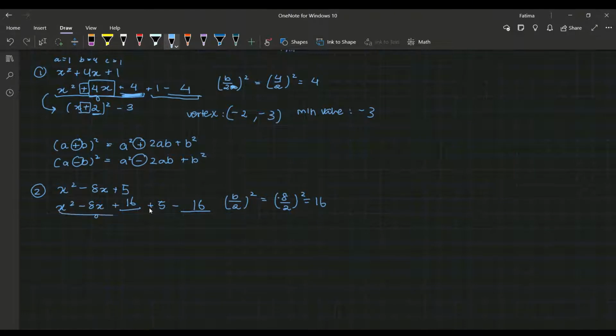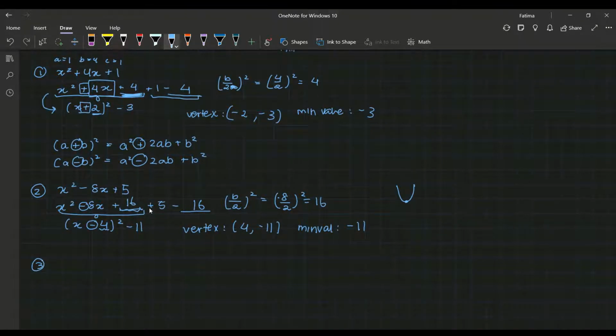So now this trinomial can be written as x minus 4 whole square. The reason why is because here our 8x is negative, so I'll put a minus over here, and here our b square is 16, so our b will be 4. Now you're left with plus 5 minus 16, that's minus 11. So in this case, the vertex would be 4, minus 11, and in this case, it would be a minimum value, and that would be minus 11. The reason why it's a minimum value is because the x square has a positive coefficient, so it will be a U-shaped parabola. So the vertex would be here, and the y value would be at a minimum.